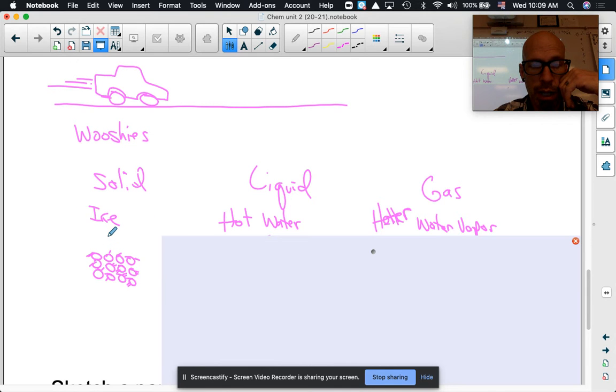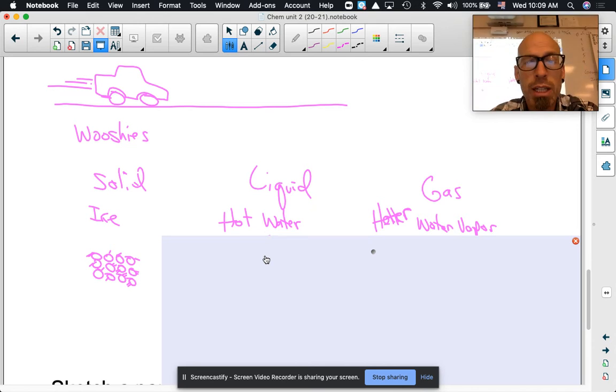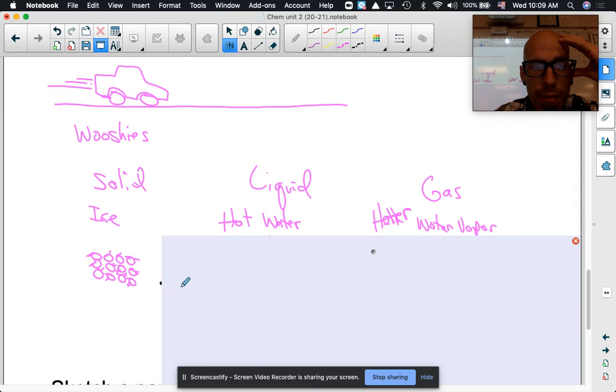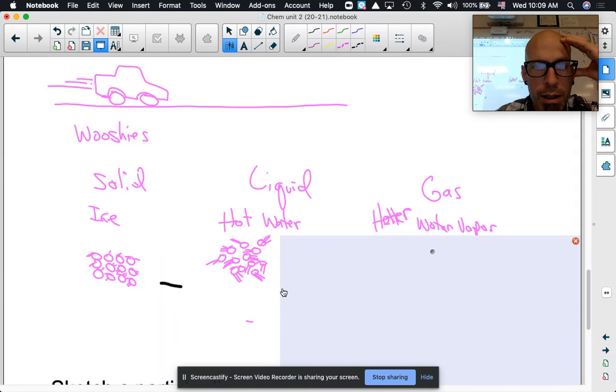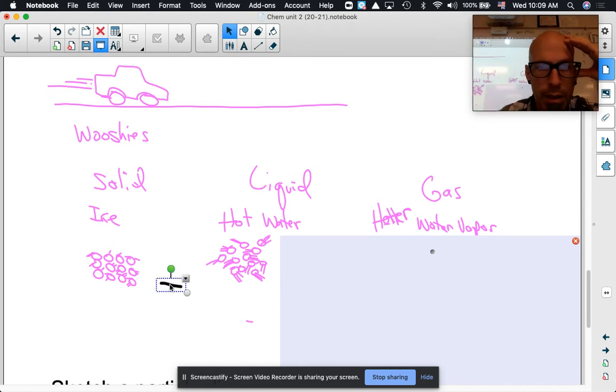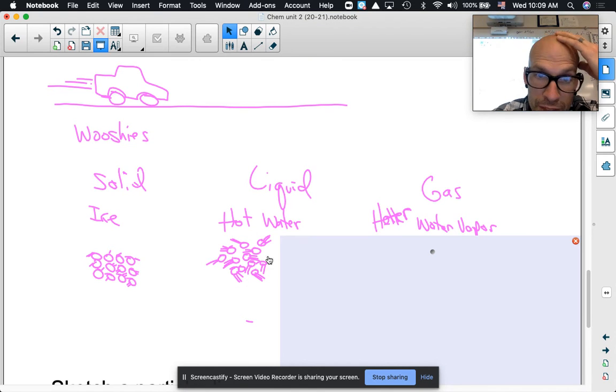It's ice. Okay. Then I said, as a liquid, let's say it's hot water. How is that going to look differently as a liquid than it did as a solid? Well, particles as a liquid lose their structure. They lose their structure. And so that might look like this. I don't want that there. So they lose their structure.